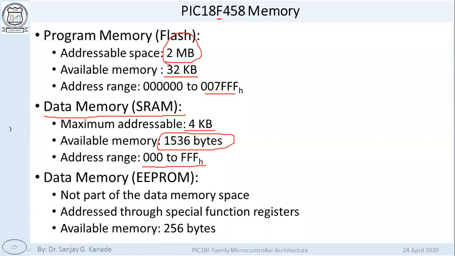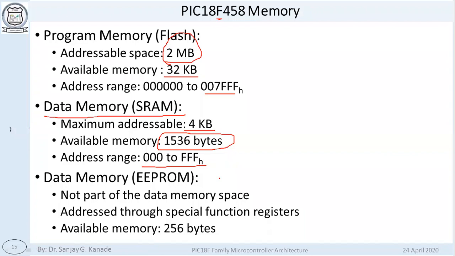Now, this is actually the full range. The address range is a 4K range. This is 12-bit, right? 000 to FFF, in hexadecimal, means 1111 1111 1111. So a 12-bit address range is available. However, the data memory in a middle section is not available to us. We will see all these things in detail.